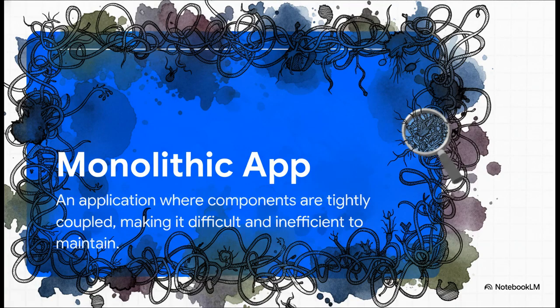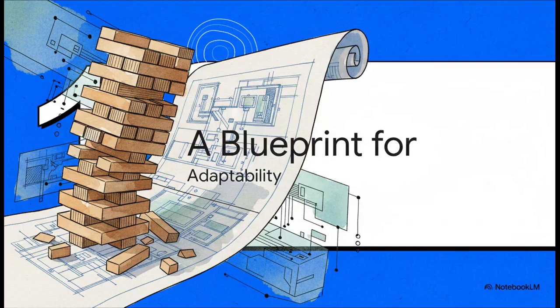The key phrase to really latch onto here is tightly coupled. It means everything is just tangled up together like a giant ball of yarn. This design makes fixing bugs, or adding new features, or just doing basic maintenance an absolute nightmare. It's so inefficient and it's incredibly risky. So if that Jenga tower is the problem, what's the solution?